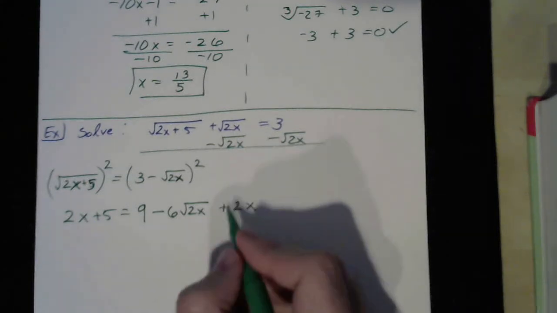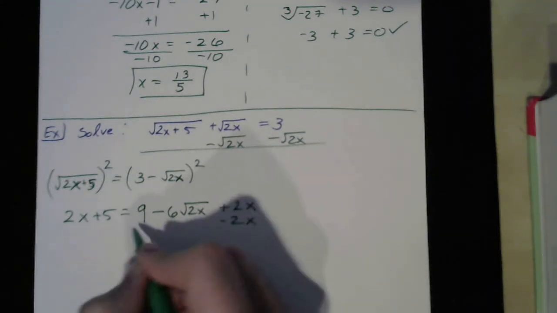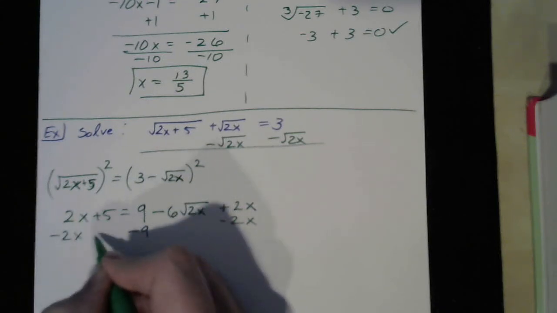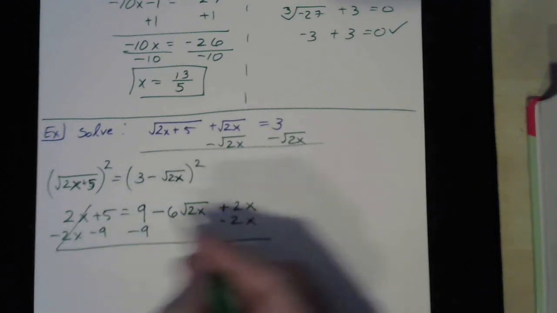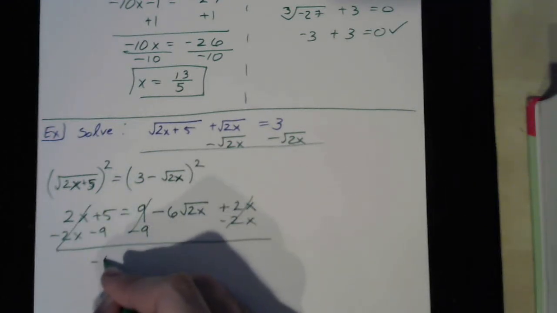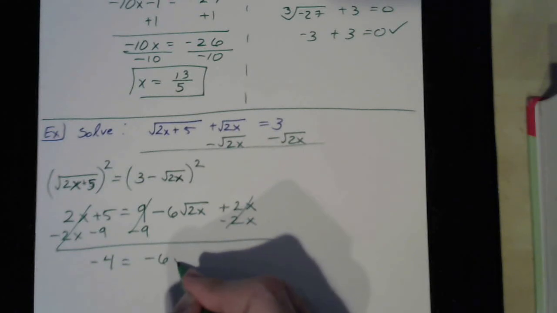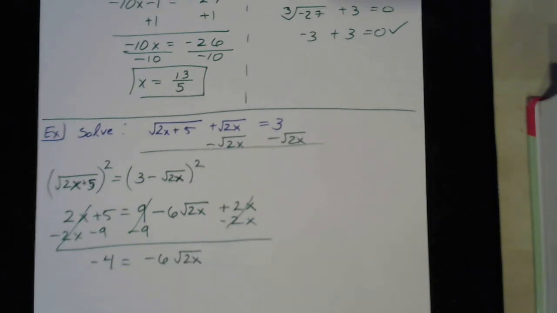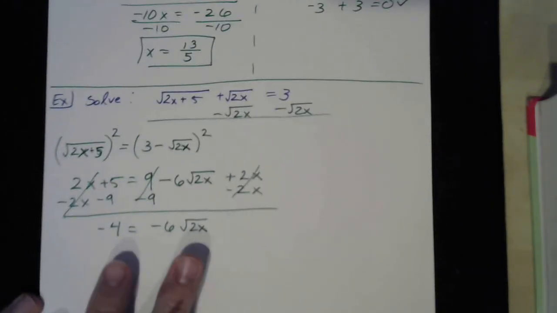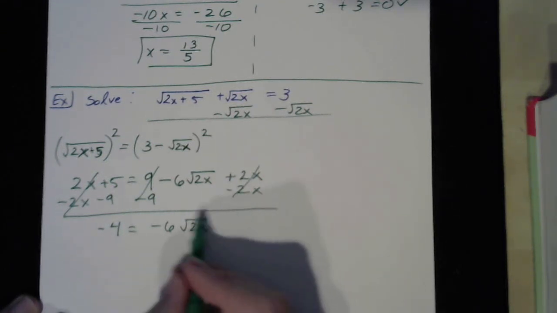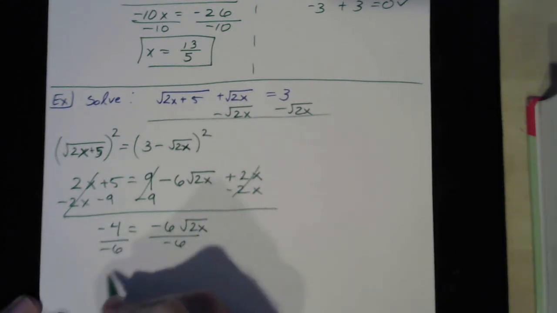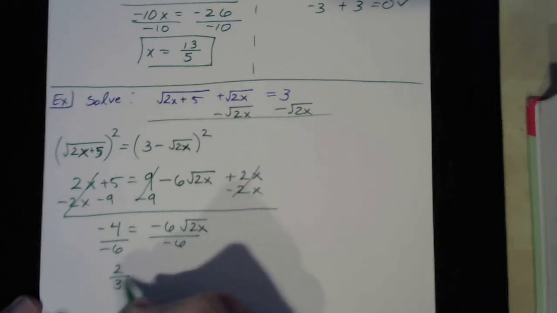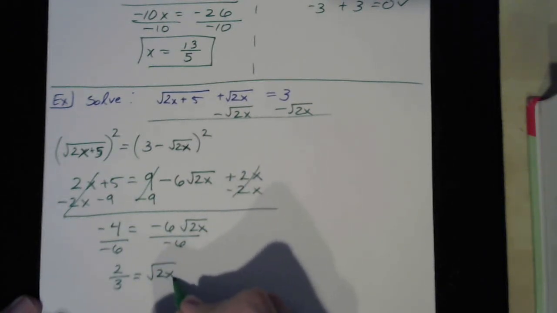So we're going to simplify. I'm going to move the 9 and the minus 2x over. These cancel, these cancel, these cancel. We have negative 4 equals negative 6 square root of 2x. Now notice we're right back to where we were in the last two examples. We have our radical on one side. So I'm going to divide by negative 6 to isolate the radical. So we have 2 over 3 equals the square root of 2x.